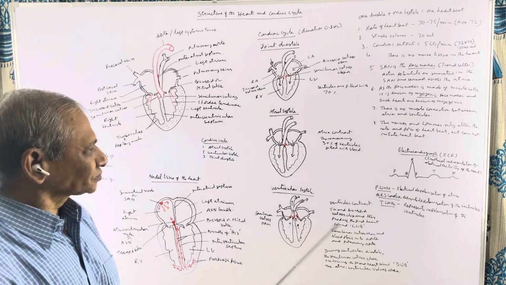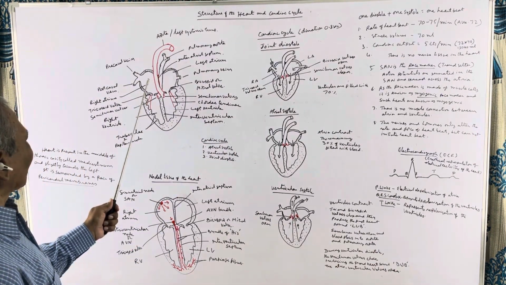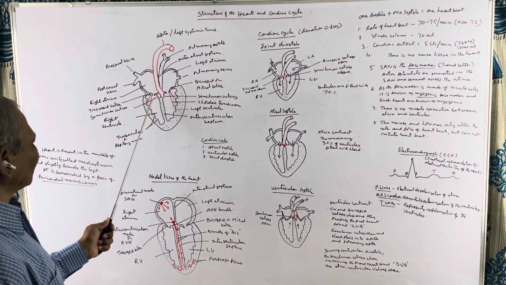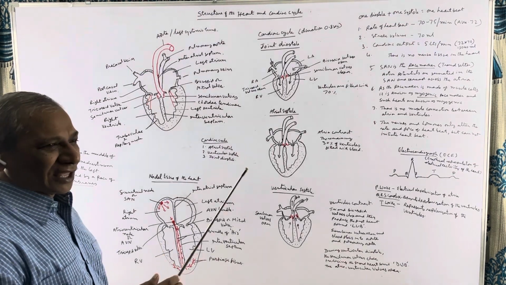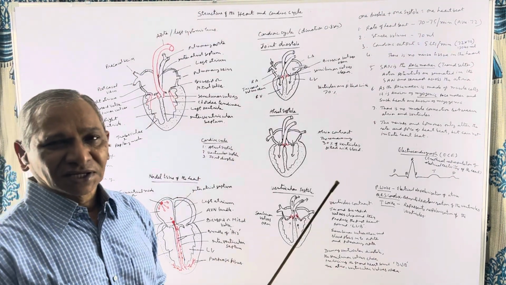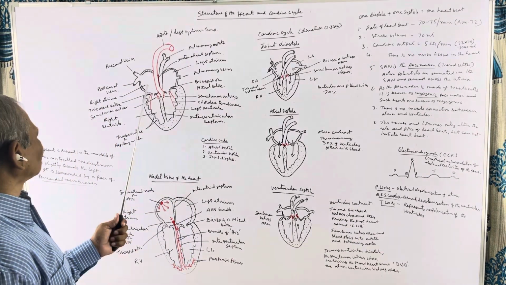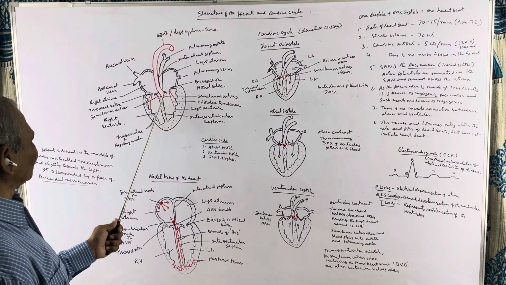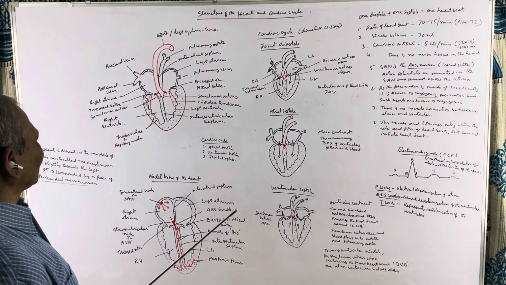Then, I have told you the heart is made of four chambers. The upper chambers are known as atria and the ventral chambers are known as ventricles. In the figure, our left side becomes right and the right side becomes left, so we should not confuse. So this is the right atrium, this is the left atrium. This is the right ventricle, this is the left ventricle.